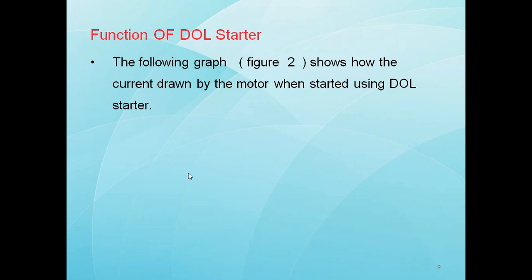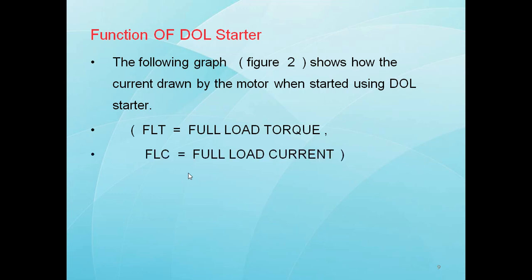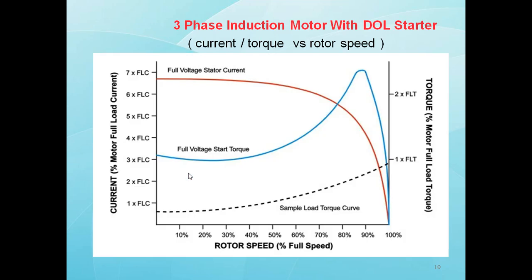So what is the function of a DOL starter? The following graph shows how the current is drawn by the motor when using a DOL starter. So these are the points: full load torque, full load current. This shows how the current is drawn for a full load starter torque and full voltage start torque, full voltage stator current.